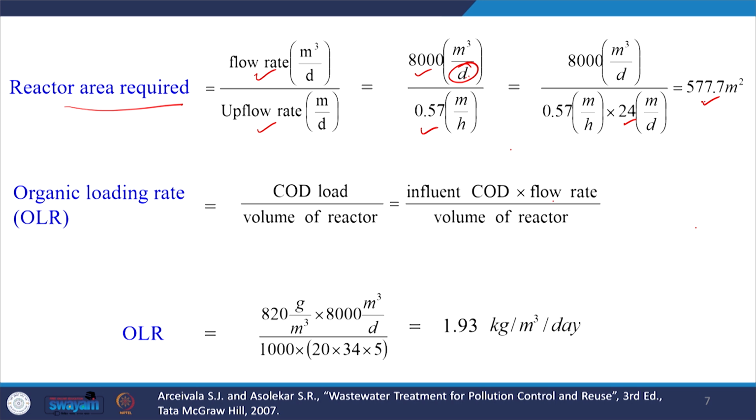Now, if the area is known, volume is known, then we can calculate the organic loading rate. So, organic loading rate is COD load divided by volume of reactor. COD load is influent COD into flow rate. The influent COD is 820 gram per meter cube and the flow rate is 8000, and the volume of the reactor is 1000 into, from the dimensions also we can take this directly.